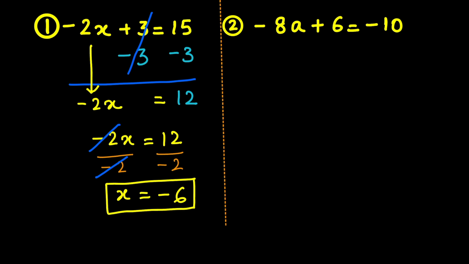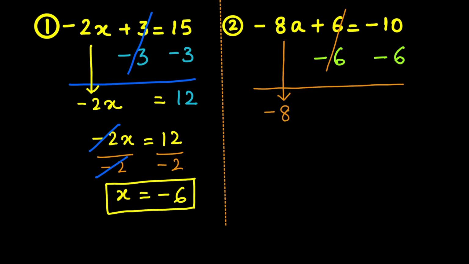Example 2. Minus 8a plus 6 equals negative 10. So here we have a variable a and the negative coefficient, and here we can see it is plus 6. To isolate the variable, first step, we subtract 6 on both sides. So this plus 6 and minus 6 cancel. Under the variable part, we write minus 8a as it is, and minus 10 minus 6 will be minus 16. So we have minus 8a is equal to minus 16.